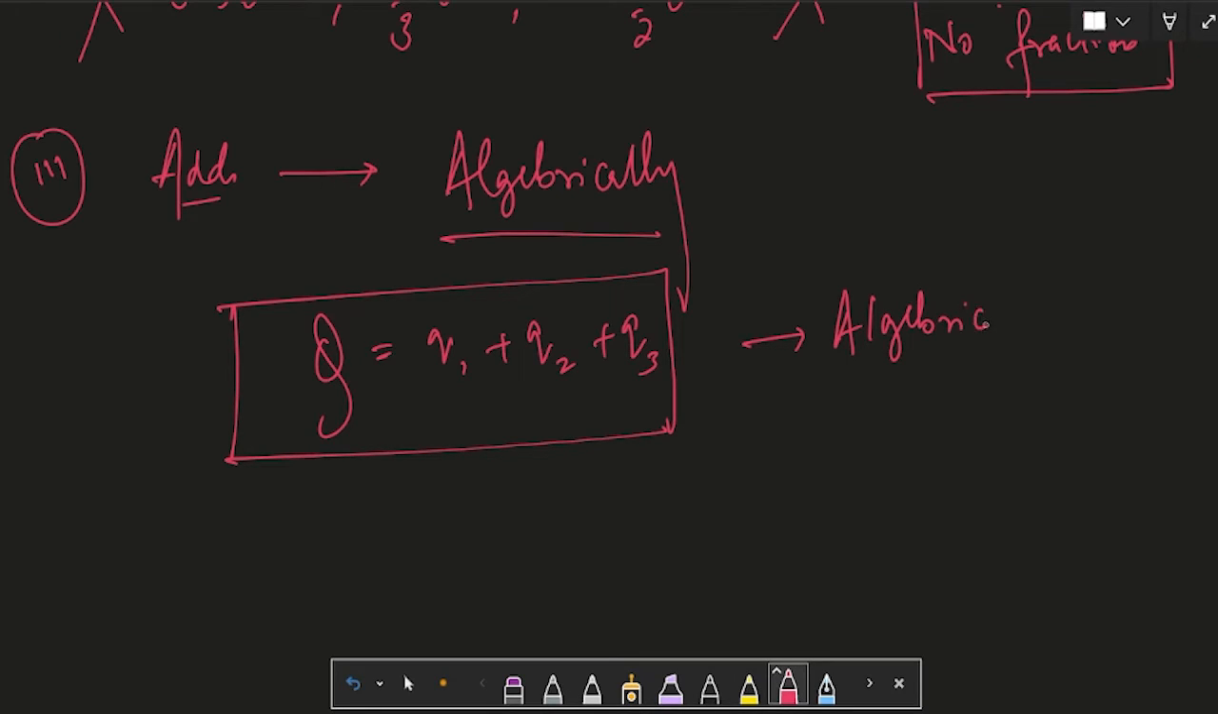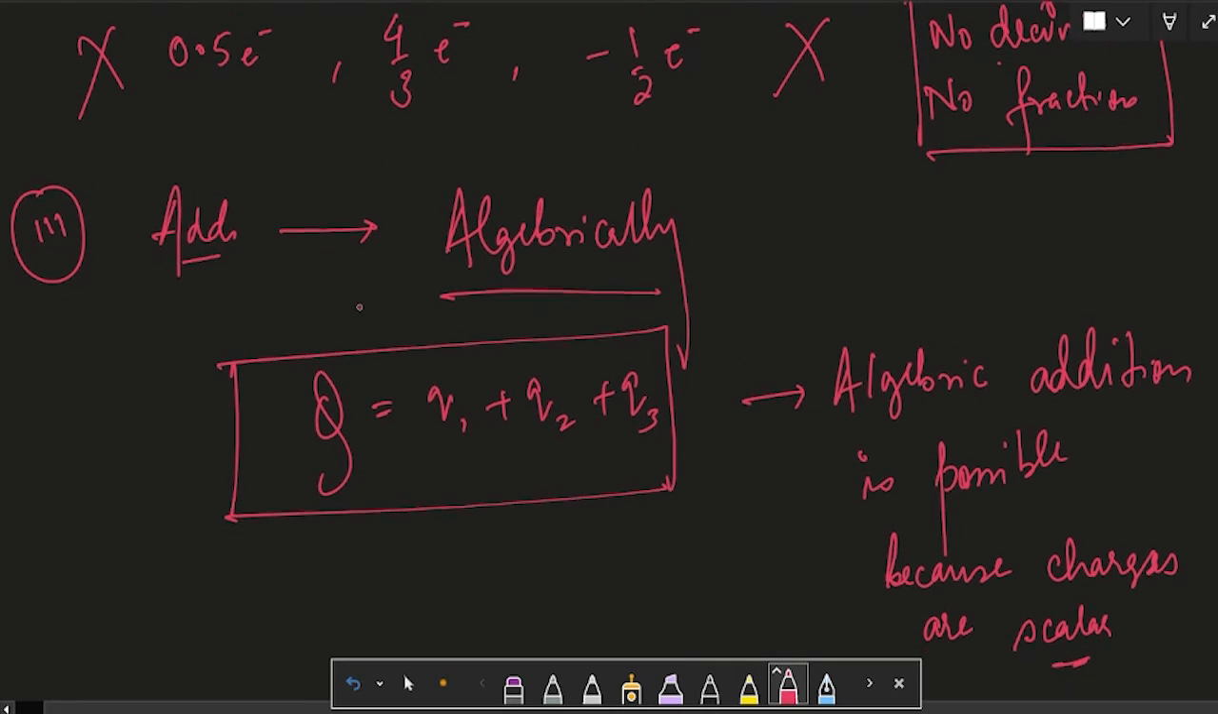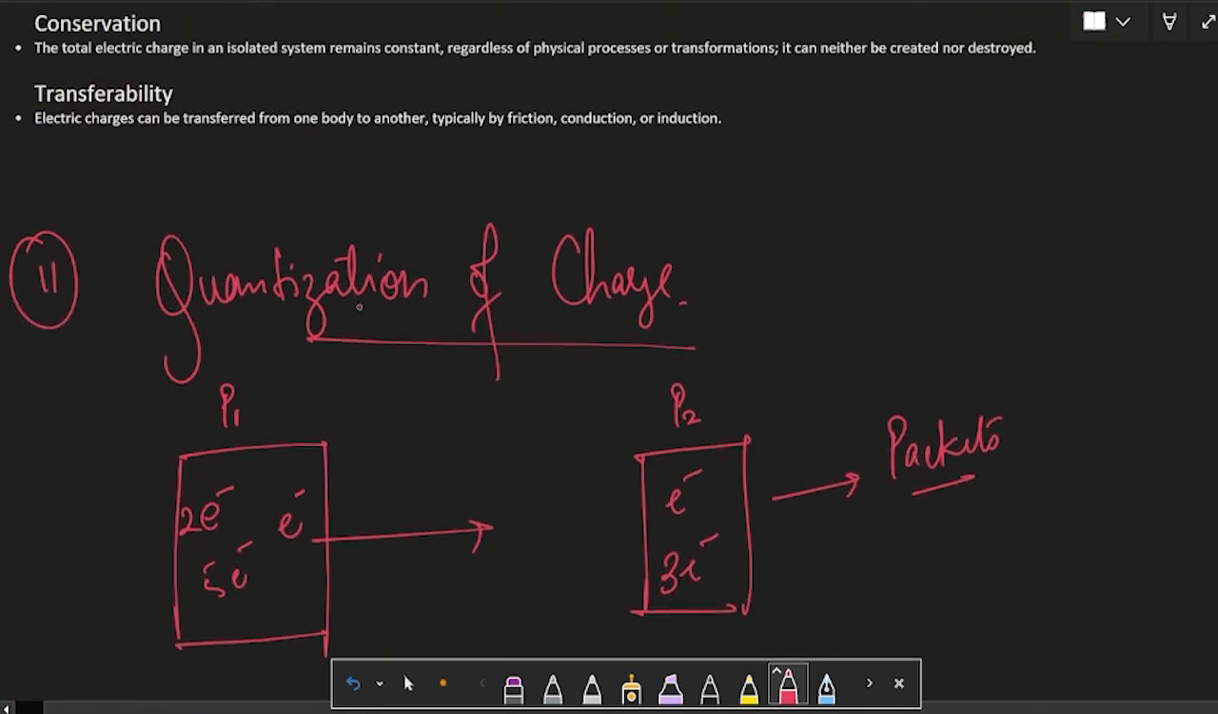Algebraic addition is possible here. Just like you add in maths, we can add charges. We do not have to worry about directions and all. It is possible because charges are scalar in nature. If it would have been vector, we could not have done this algebraically. Then we would have to add it vectorially. But this is addition of the simplest order, this algebraic addition, and you know it very well.